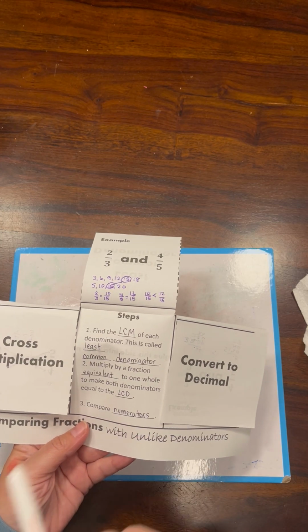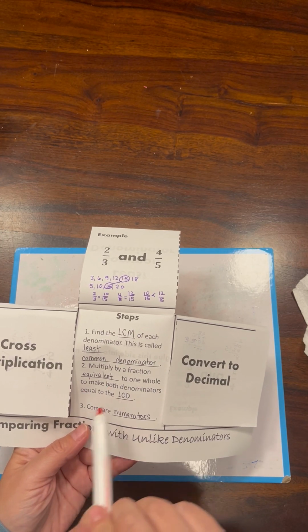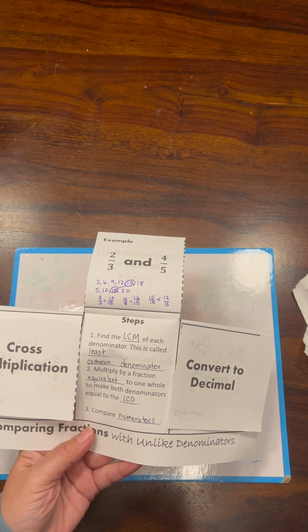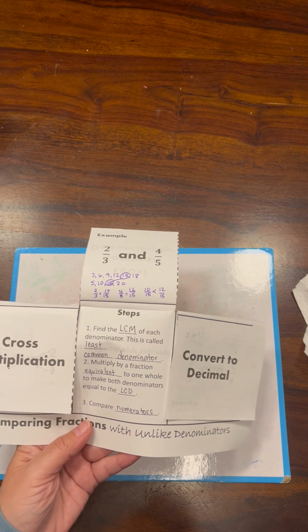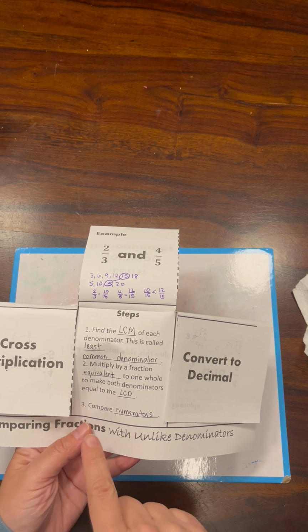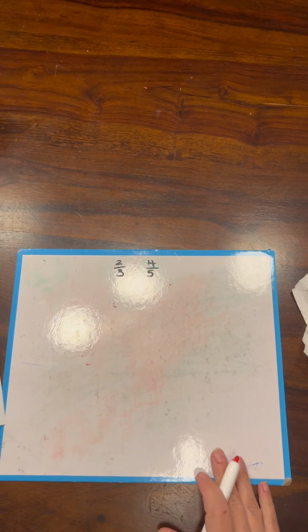Of each denominator, this is called the least common denominator. Multiply by a fraction equivalent to 1 whole to make both denominators equal to the LCD, which is least common denominator, and then we'll compare the numerators. All right, so let's look at how we do that.